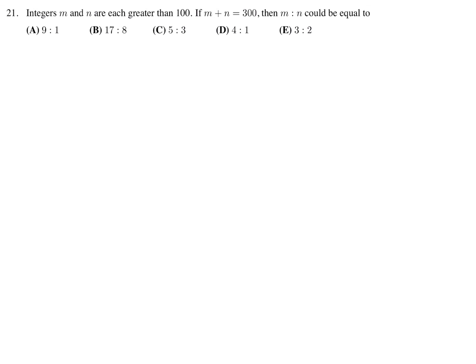Integers m and n are each greater than 100. If m plus n is equal to 300, then m colon n could be equal to the ratio m over n. I prefer to write it like that. All right, this is what I call a time drainer. And on math contests, you have a limited amount of time, right? You only have an hour to get through 25 questions. It's not a lot of time at all. And this one is going to drain at least 6 minutes of your time, which is unfortunate.